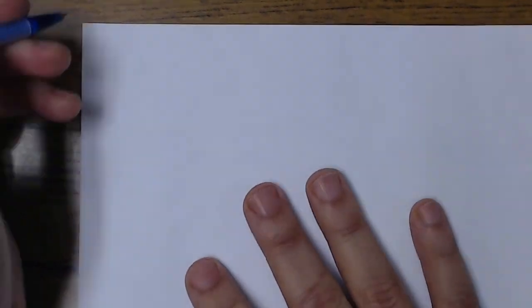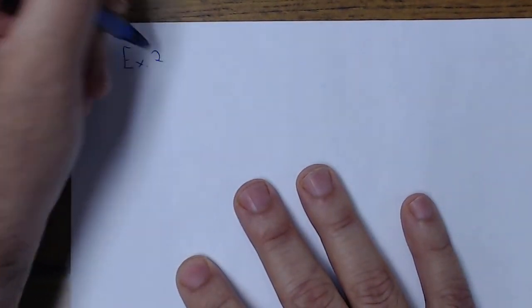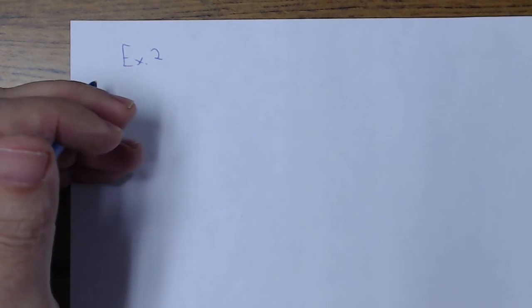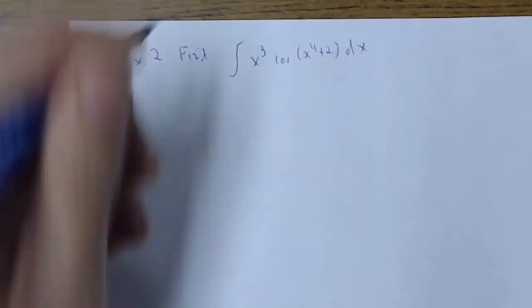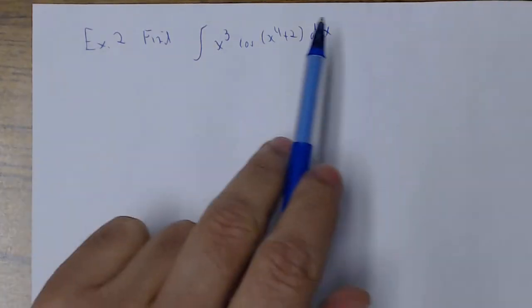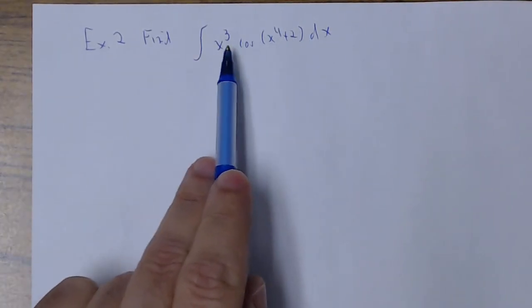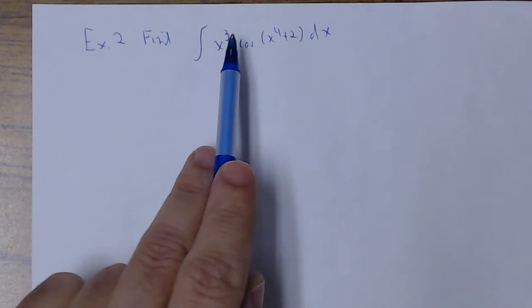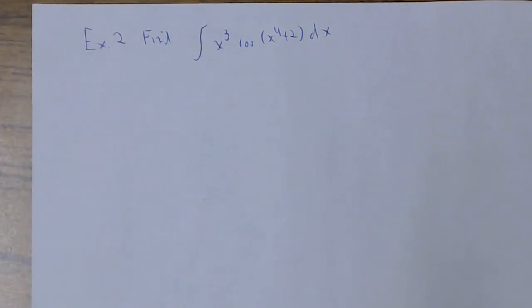Okay, so let's look at a couple of examples, and maybe you'd want to try to do these examples on your own first, and then come back and compare it to what I do. So if I say find the integral of x cubed times cosine of x to the fourth plus 2 dx, right away you see a pattern. You notice that the derivative of x to the fourth plus 2 gives me something in terms of x cubed. So u substitution is the way to go.